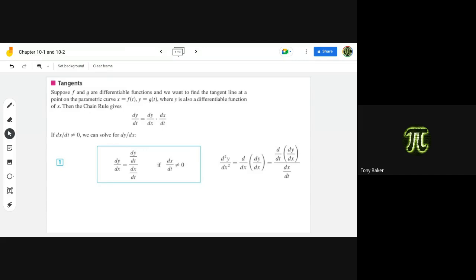Give me a second to finish writing that down, and then we'll use it. So, all right, let's use it.